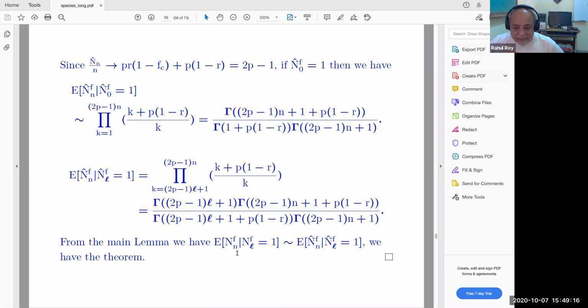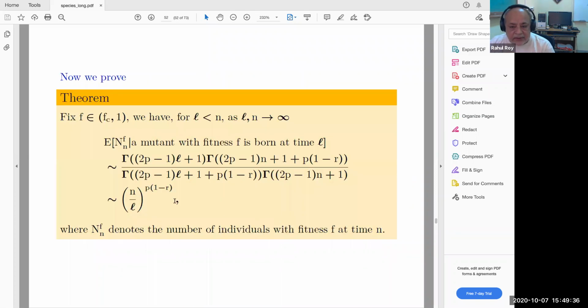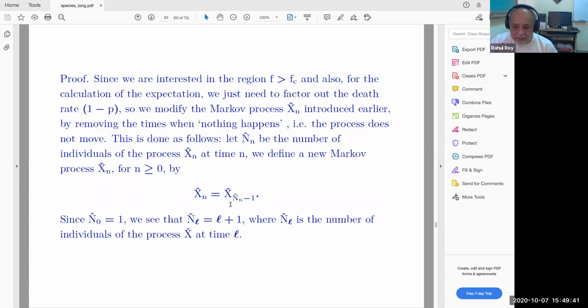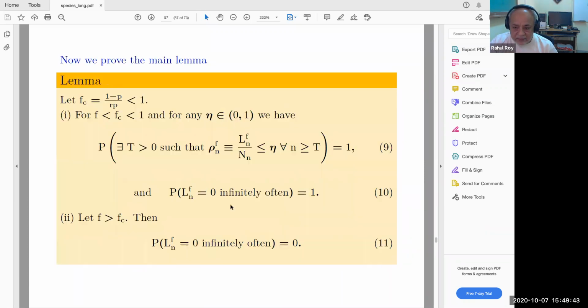What we have is that this expectation behaves in the same fashion as n0 equal to 1, and from this we basically get our theorem, just replacing these gamma functions by their approximation. And then you will get exactly the theorem which we stated earlier, that it behaves like n over L to the power p times 1 minus r. So many typos here. Okay, so now let's go back to the main lemma.